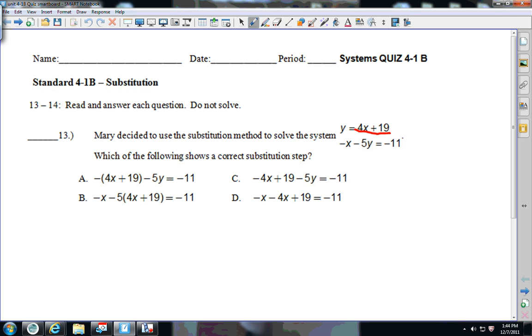Well, here is what x or y equals, and you're putting it in here for y. So when you go to rewrite it, you have negative x and then minus 5 times y. And what it is, you put it in here, and it's 4x plus 19. So your answer should be this right here, B.